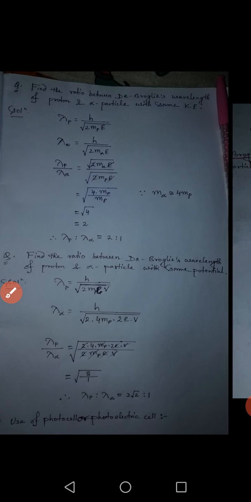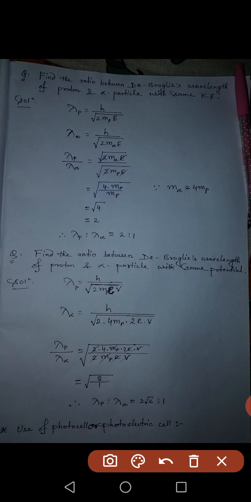Next one. What is the difference in these two questions? You have to see that. Find the ratio between de Broglie's wavelength of proton and alpha particle with the same potential, or the question may say under the same potential difference. So which thing is the same here? That is V. This time we cannot use this formula, but we have to use this formula. We discussed this formula in the last video also. So lambda p will be h by root over 2 m e V. Here mp means mass of proton, e means charge of proton.